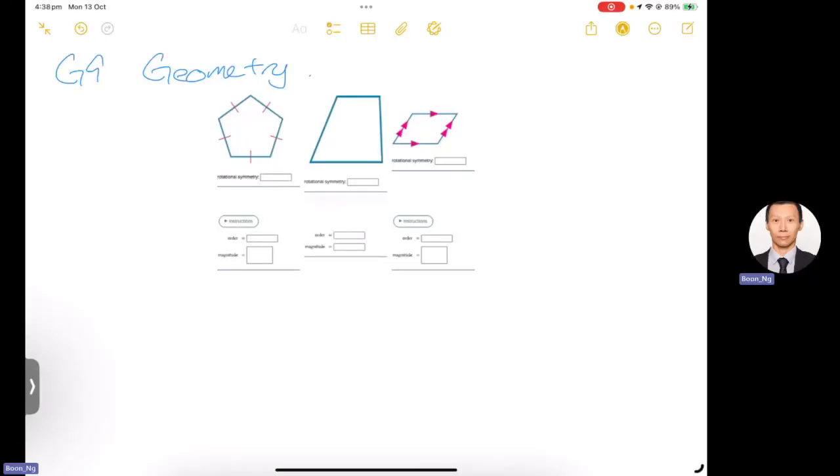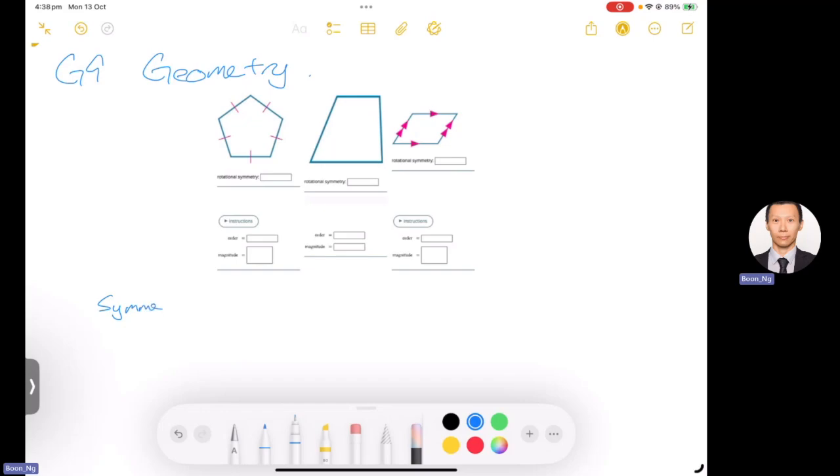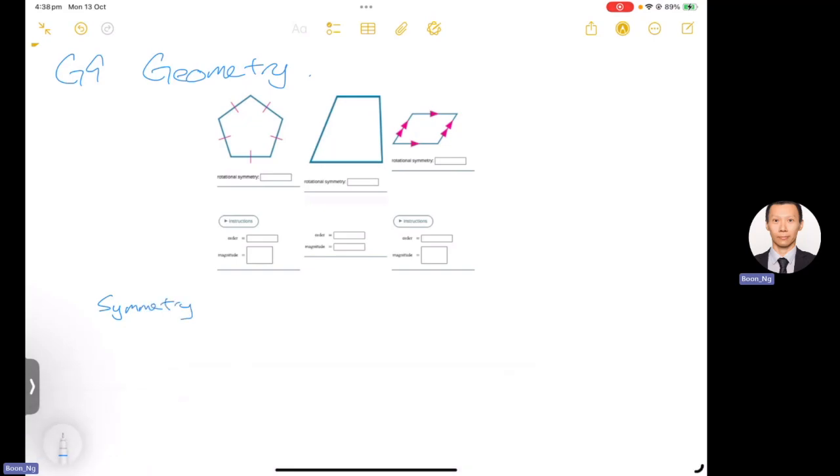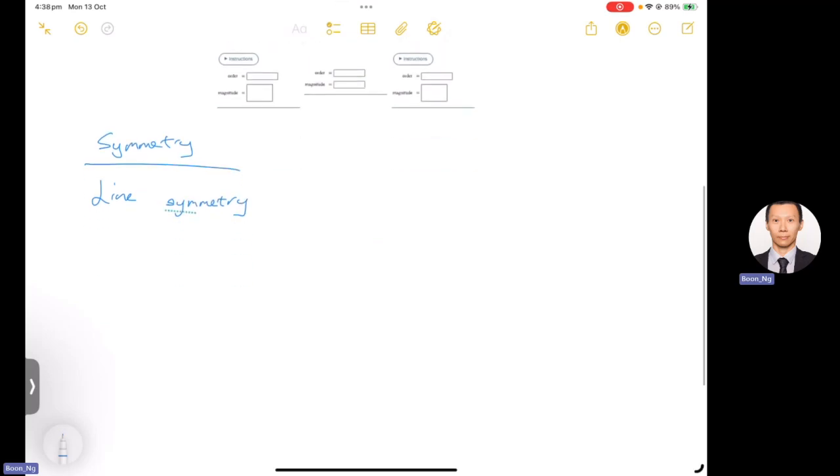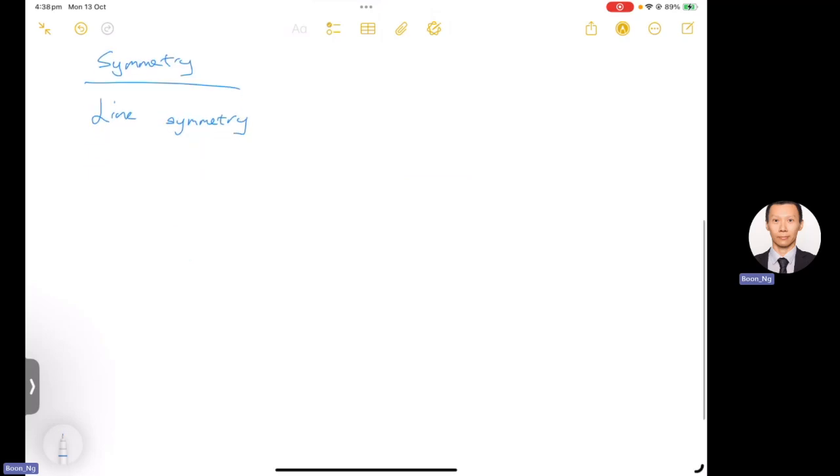Today we're gonna talk about symmetry in geometry. There are a couple of types of symmetry, mainly two types: line symmetry and rotational symmetry.